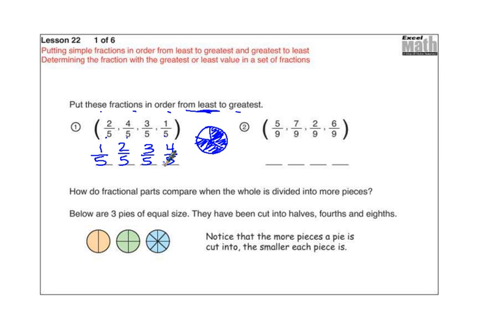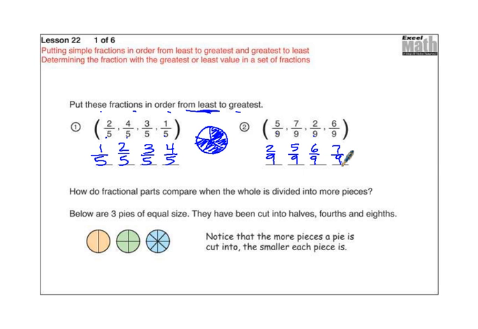Too easy, right? Okay, pause the video, do number 2, turn it back on when you're ready for the solution. On this one, the smallest one is obviously 2/9, and then the next biggest one is 5/9, 6/9, and then 7/9.